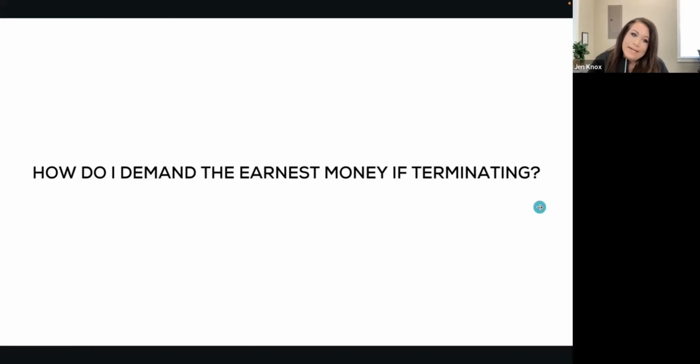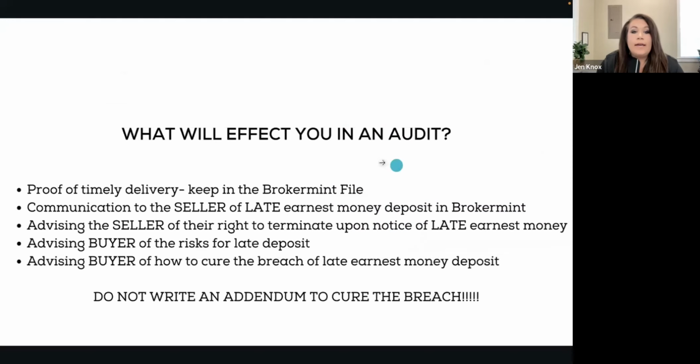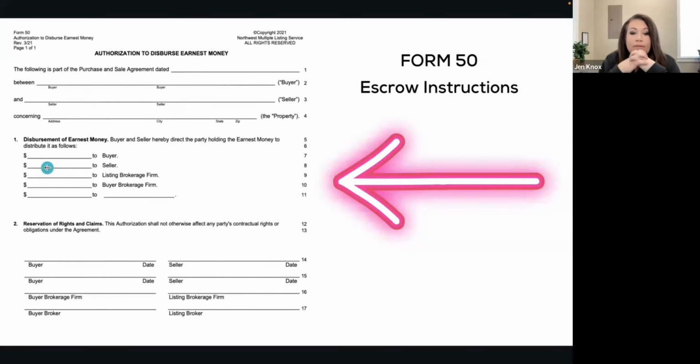So if you're terminating and you need to request this earnest money, we are going to be sending escrow the earnest money disbursement form. We have to give escrow instructions on all this. They should not be releasing this earnest money until they've received something like this. So Form 50 is what we want to do to give escrow the instructions.